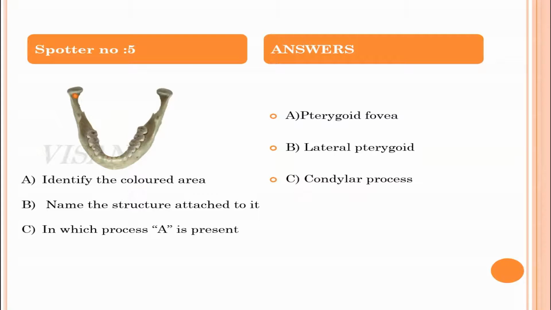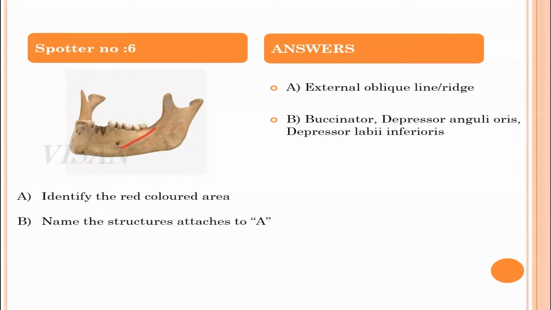So obviously A will not be a condylar process. So C is condylar process. Spotter number 6. The colored area is external oblique line. And name the structures attached to A.